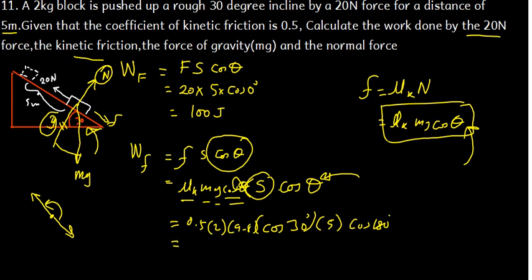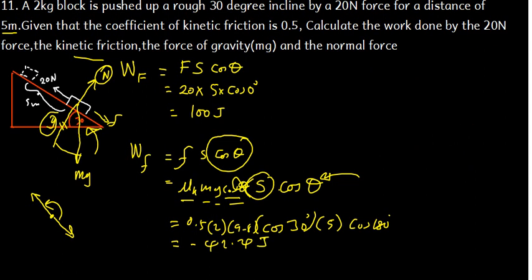So if we punch this on the calculator, 0.5 multiplied by 2 multiplied by 9.8 multiplied by cos 30, then multiplied by 5, and then multiplied by cos 180. So that is negative 42.4. This is work. Work is in joules, so it will be negative 42.4 joules. So work done by friction is negative. That's why we can see that negative one. Okay, we found the work done by friction.